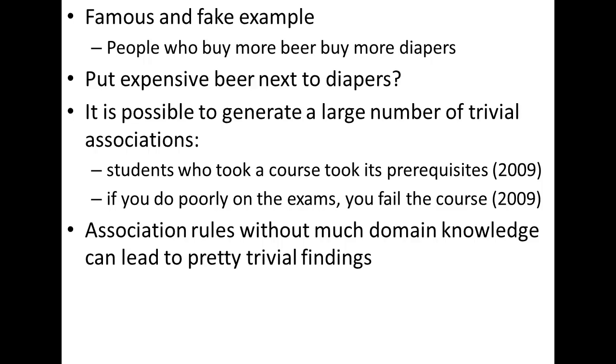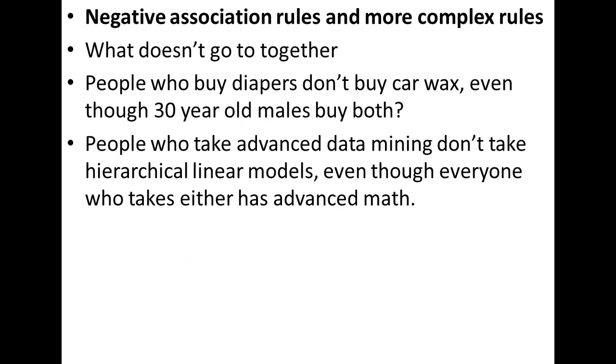Now, this brings us back to the IT business domain border. It's good to be on this side of the IT business domain border, because association rules without much domain knowledge can lead to pretty trivial findings. So it's good that we can still use the most important methods of association rules here.